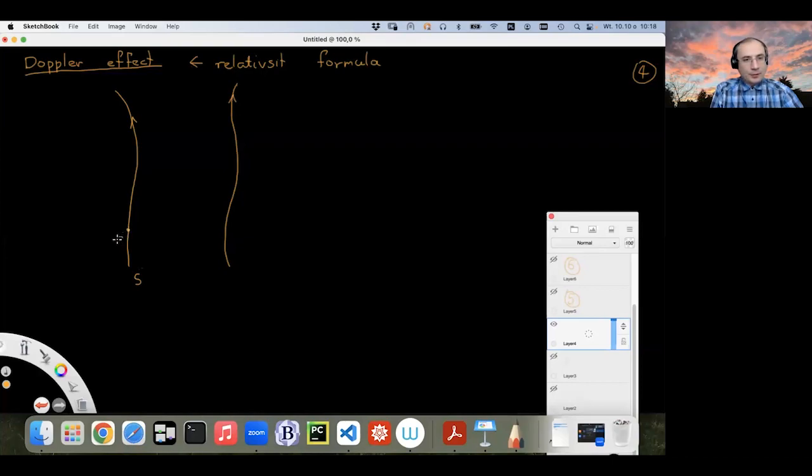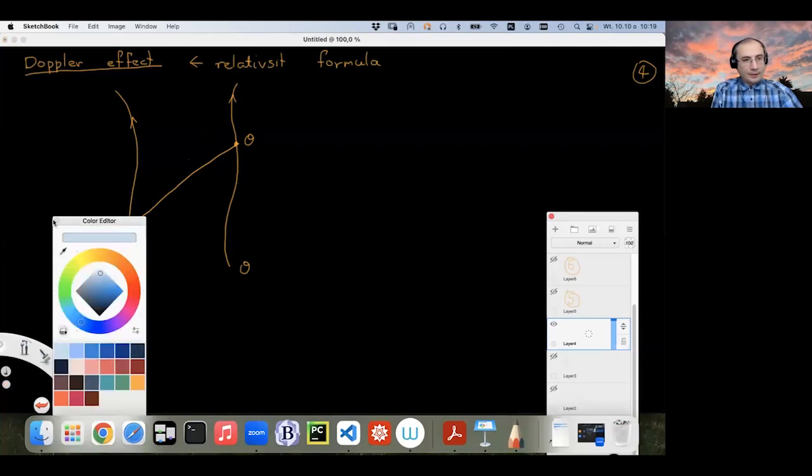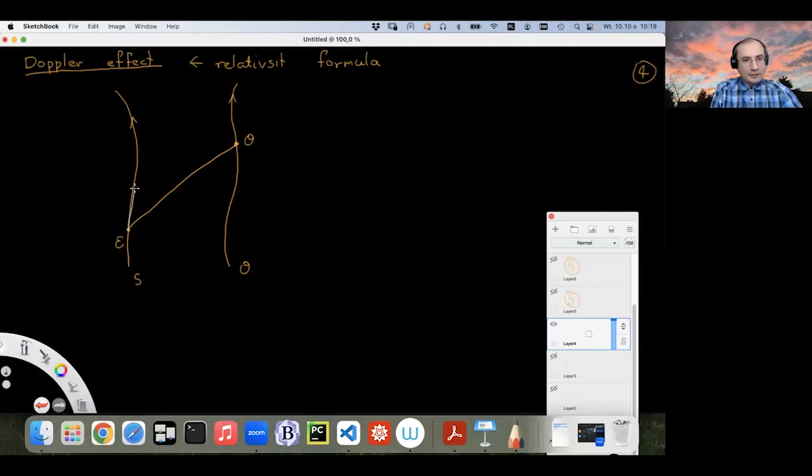We pick up one point, which we call the emission point. The source is sending electromagnetic or other types of signals in all possible directions, but there is obviously one light ray which reaches the observer at the observation point. At the moment of emission, the source has the four-velocity U_S, and the observer has the four-velocity U_O. These are four-velocities that are properly normalized.